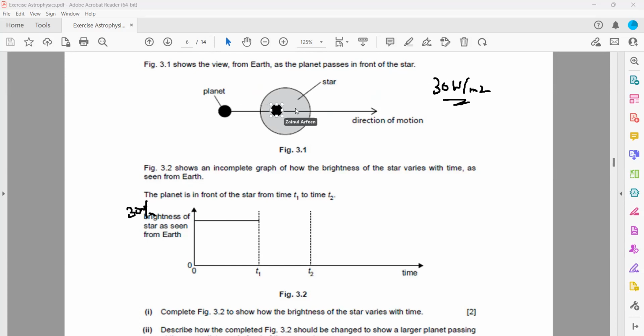If the planet size was increasing, then the amount of light which is blocked would also change. But here, because the size of the planet is the same, the amount of light it will block in this time interval will be the same. Once it crosses, again it will be a flat line.